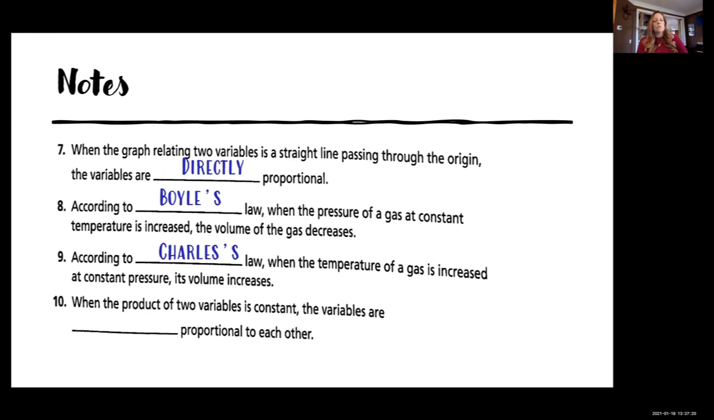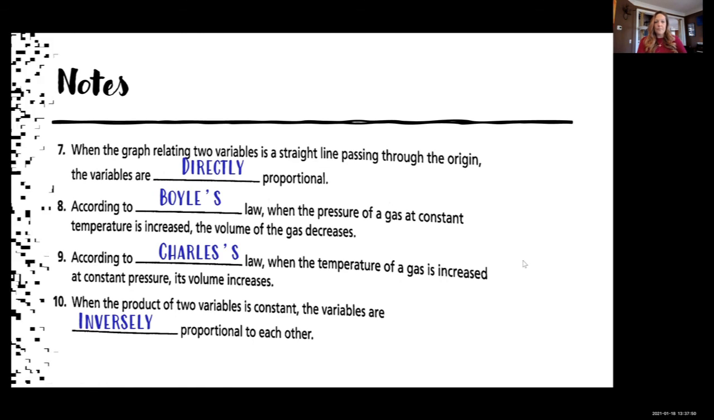And when the product of two variables is constant, the variables are what? Inversely proportional to each other. So here's your clue. It says product. Remember, product is the answer to a multiplication problem. So if you see product and you know it's being multiplied and not divided, it's got to be Boyle's law, because it's got to be inversely proportional. Because remember, the others are all divided and they are directly proportional.